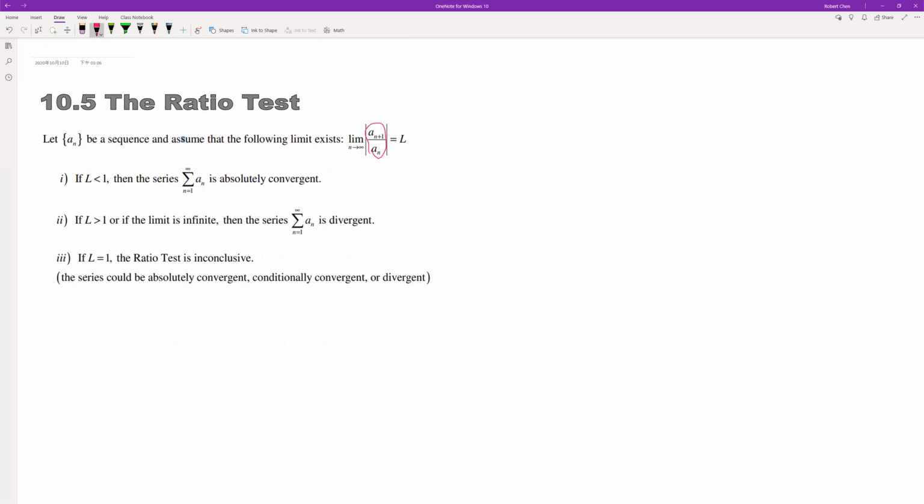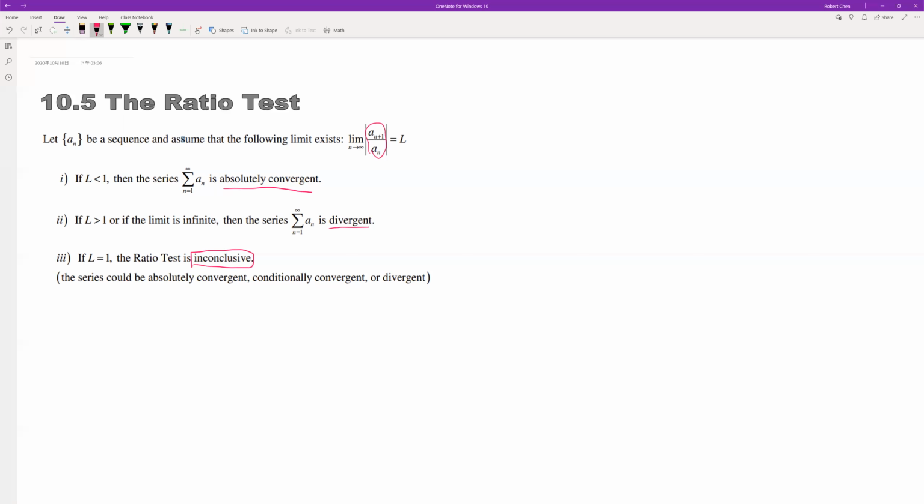If the limit exists, as you put in the ratio in absolute value, then we can conclude three things. First, if L is less than 1, then the series is absolutely convergent. If it's greater than 1, or if the limit is infinity, then the series is divergent. And if it's equal to 1, then it's inconclusive.